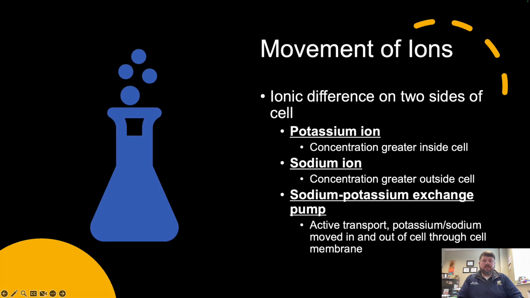So with the movement of ions, the ionic difference on two sides of the cell: the potassium concentration is higher on the inside of the cardiac cell, and the sodium is greater on the outside of the cell. Now, the sodium-potassium exchange pump will come in towards the end of the action potential in order to get all the sodium out of the cell and the potassium back into the cell when the cell is ready to get into its resting state.